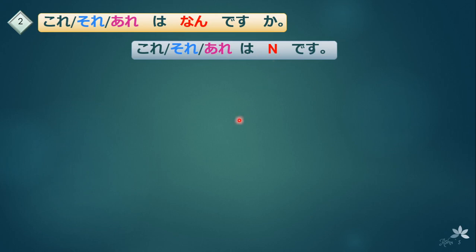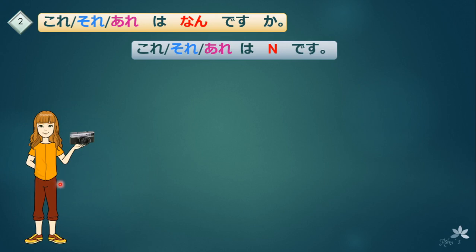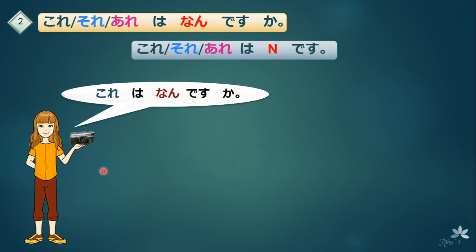Let's look into an example. The girl here has something in her hand and she asks, Kore wa nan desu ka? Because the object is in her hand, she refers to it as kore. This means, what is this?